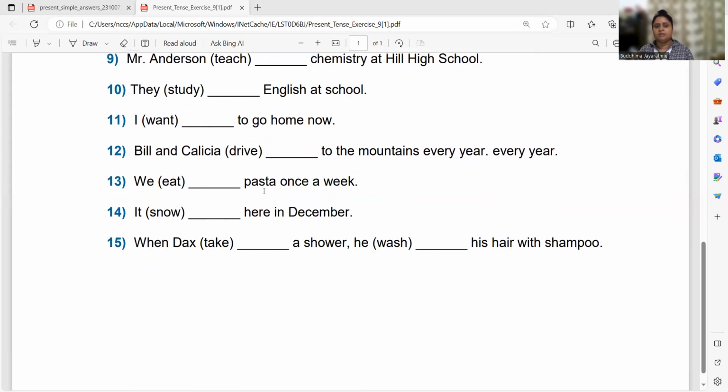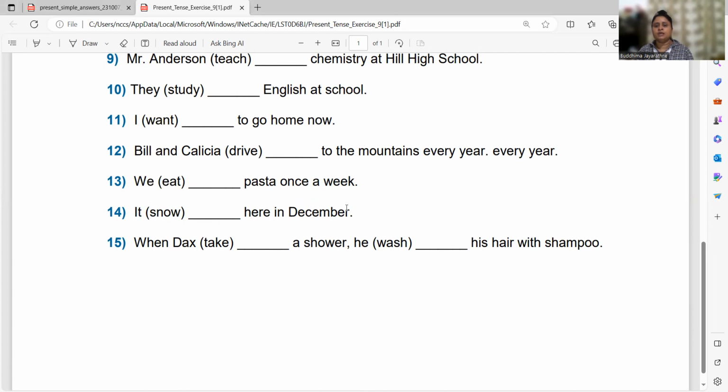We eat pasta once a week. How often do we eat? Is it daily, or sometimes, or usually, or often, or how often? Once a week. It snows here in December. It snows. December වලදී හිම වැටෙනවා. So it's a special case, you say.